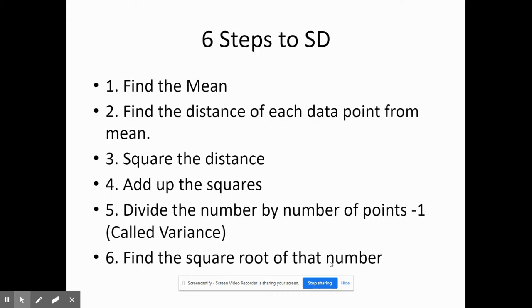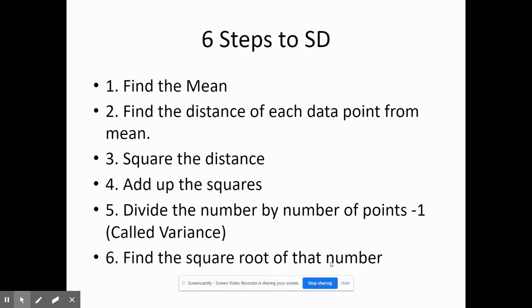There are 6 steps to finding the standard deviation. You find the mean. This can literally just be copied down. Find the mean, then find the distance of each data point from the mean. So if the mean is 12 and you've got a data point of 6, then the distance from that data point to the mean would be 6, obviously. You square the distance for each data point, add up those squares, and divide that number by the number of data points minus 1, which is called the variance.